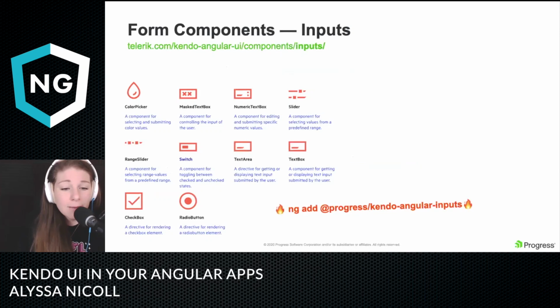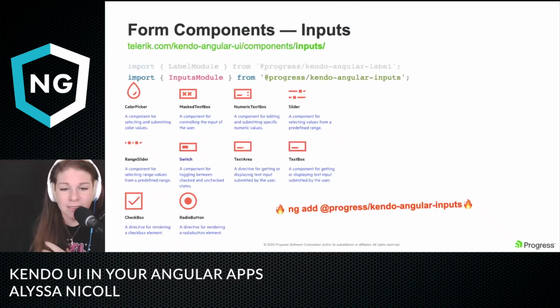So we also have inputs. These range from color pickers and range sliders to normal text boxes and radio buttons. And same type of deal. When you're building a form, it would be very normal to see an import not only for your label module, but for your inputs module.